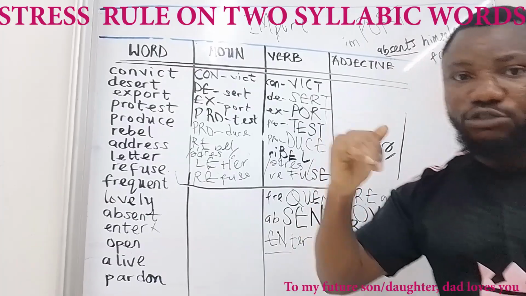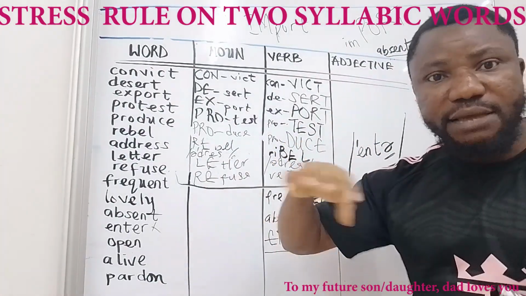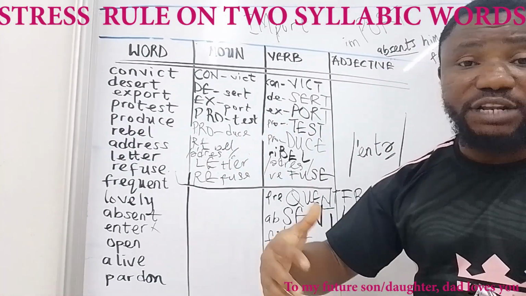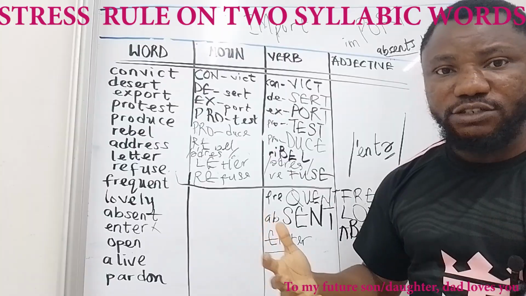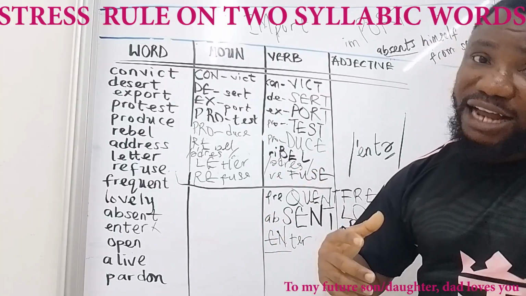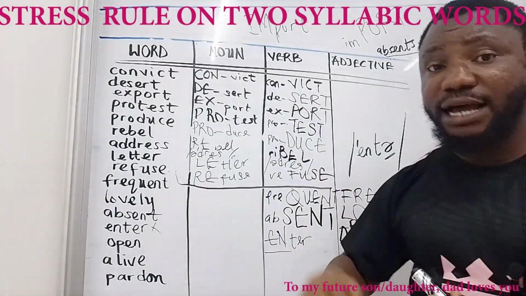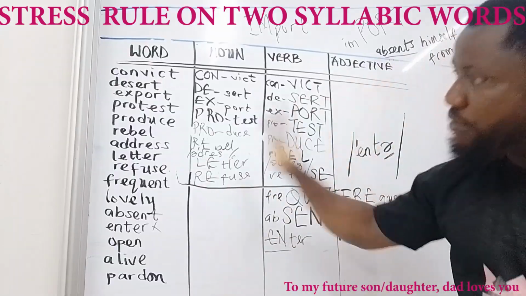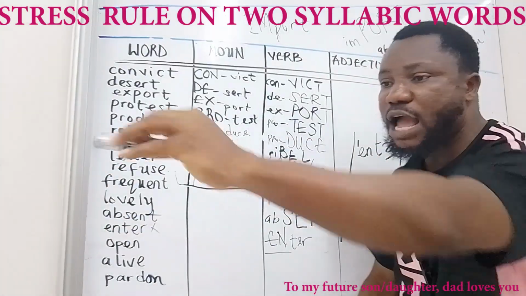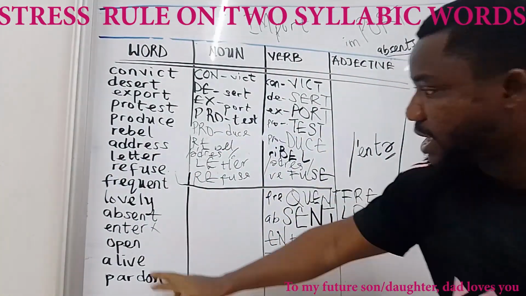You can see we've added an exception in enter, and we've added an exception in address. Address a noun, address a verb. The same stress on the second syllable, address. I will address him tomorrow. Give me your address. In American English, it's address for the noun and address for the verb. But for British English, it is address for the noun, address for the verb. So that's that about that.